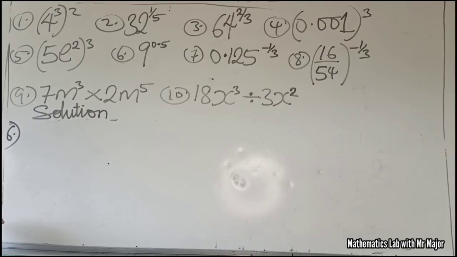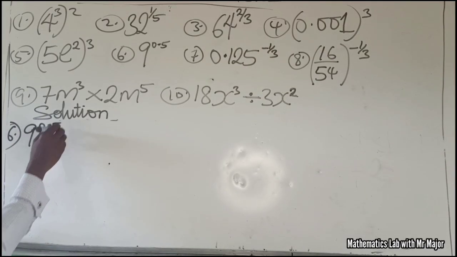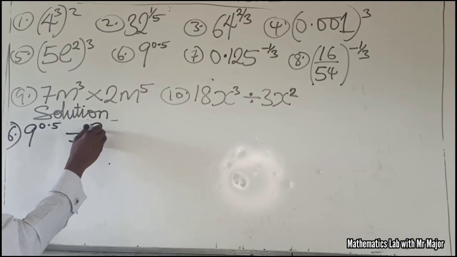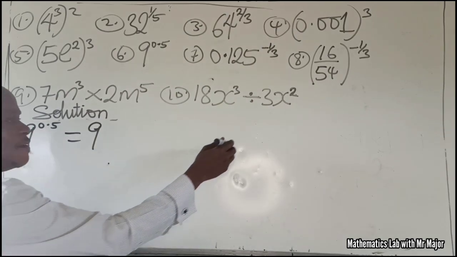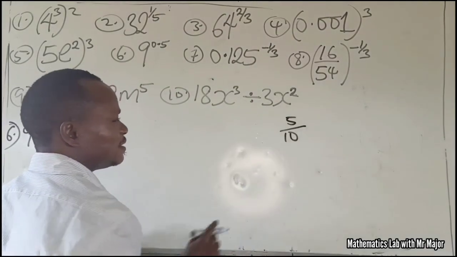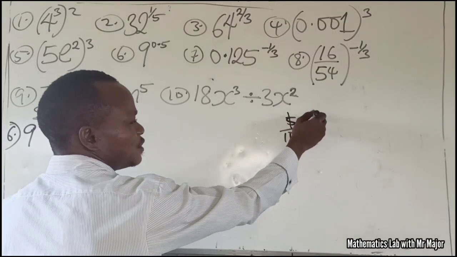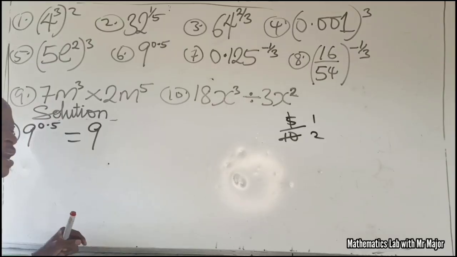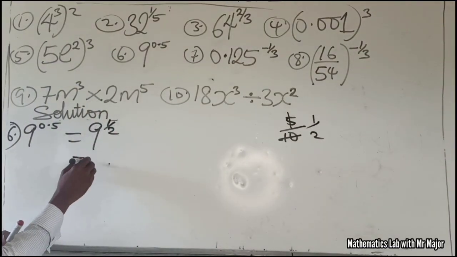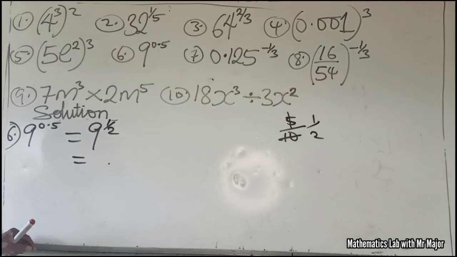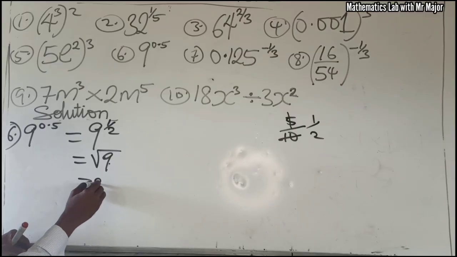The next one is question number 6, which is 9 raised to 0.5. We need to change this decimal to a fraction. 0.5 means 5 over 10. And this can be reduced. If you reduce it to its simplest form, 5 divided by 5 is 1, 5 divided by 10 is 2. That is 1 over 2. So this is 9 raised to power 1 over 2. Of course, since the denominator is 2, that means it is the square root of 9. And the square root of 9 is 3.